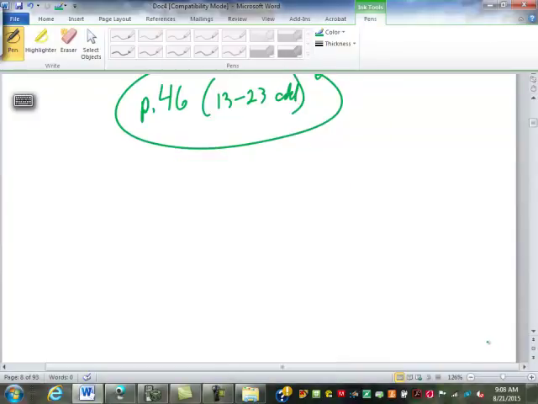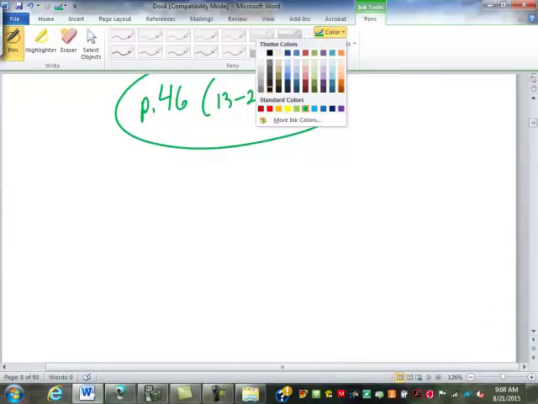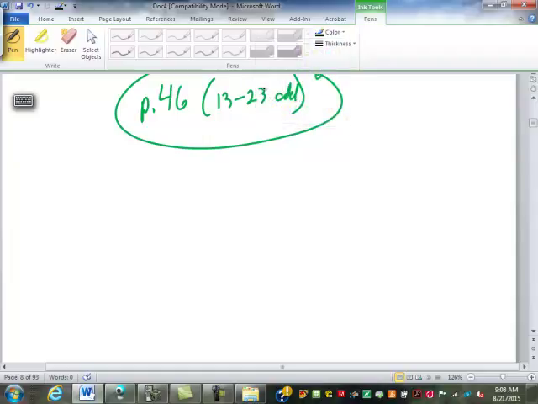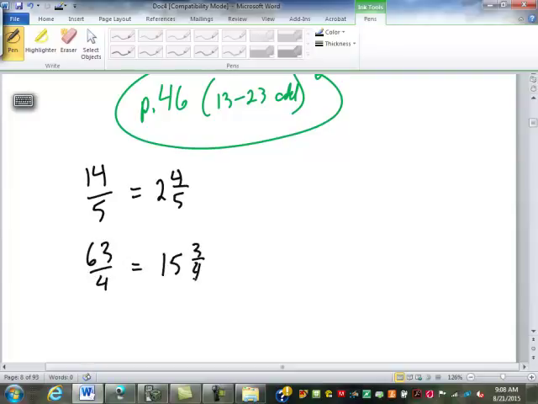Well, let's see how you did on these so far. Number 13, 14 over 5 becomes 2 4/5. Good. 63 over 4 becomes 15 3/4. 79 over 16 becomes 4 15/16. 87 over 8, 10 7/8.